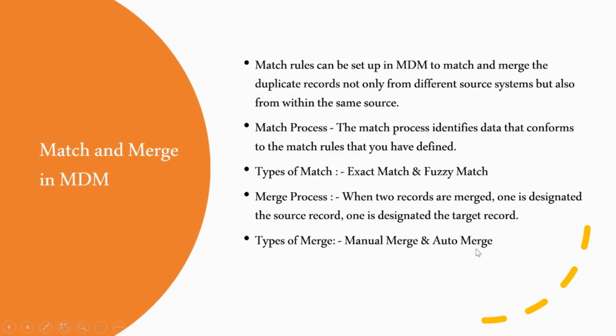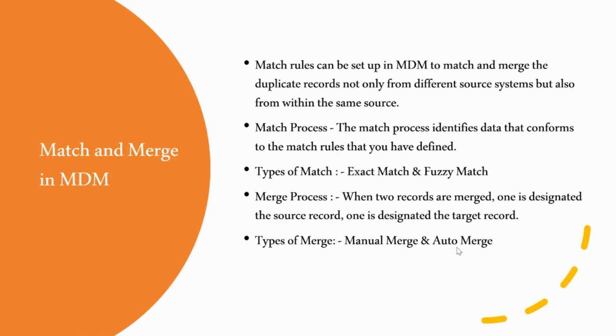Similarly, two types of merges are there. One is manual merge, when we manually go and see all the matched records and we merge them, and the other is auto merge, where we tell the system that if this much percentage of the data is matching, it should automatically merge the record. So these things are actually very, very detailed, but just understand that when you do MDM, you have to match the record and you have to merge the record.